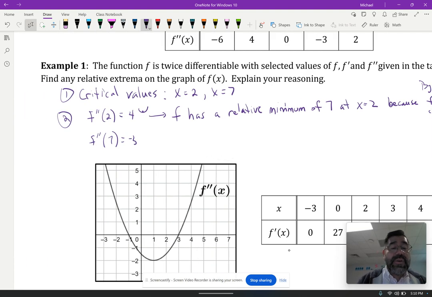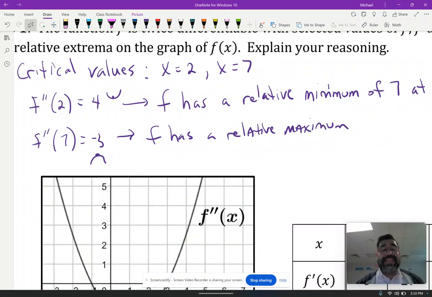Same reasoning for the next one. F has a relative maximum, and I know this is a relative maximum because the second derivative is negative. If the second derivative is negative, that means it's concave down, and that's going to give me a maximum, right? It helps me to visualize how I'm using the second derivative values, right? By doing it like a little curve that shows the concavity up or down.